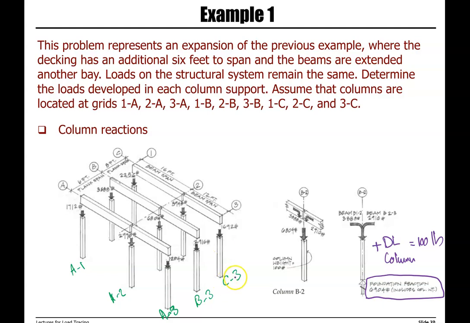So for example, for C3, the load is 1692. The ground reaction is 1792 pounds. For A1, the load transferred to the column is 1712 pounds. The reaction is 1812.